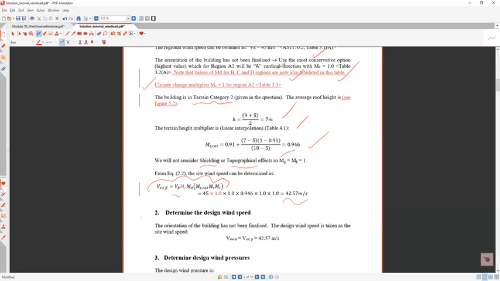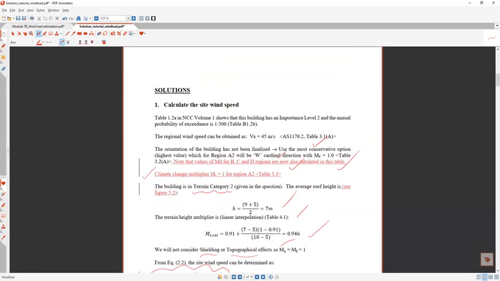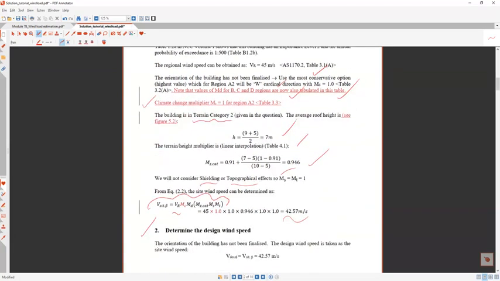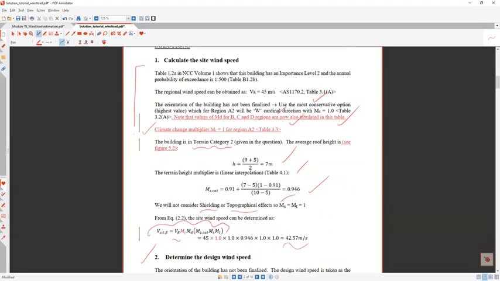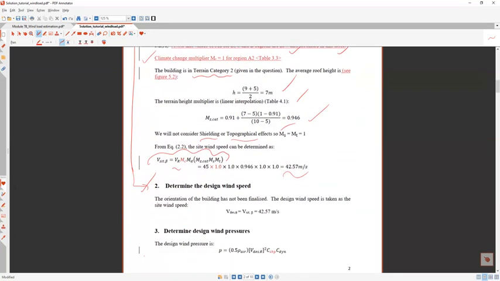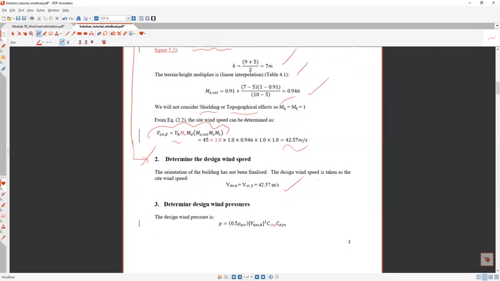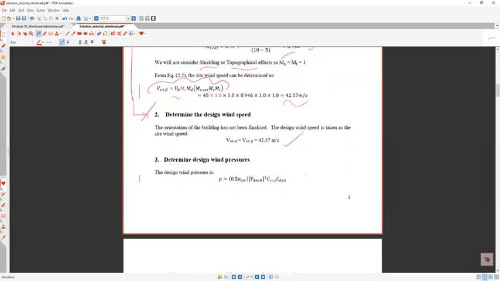Now from that, the next step, if you recall what we're looking at on the slide, is the design wind speed. So the first step is your site wind speed. You can put an arrow. From this one, we're actually calculating the design wind speed. Now the design wind speed is V design theta. As I've said, theta is the orientation of the building. And in this case, it is not finalized, so we'll take the worst case scenario, 42.57. That's the V design speed.